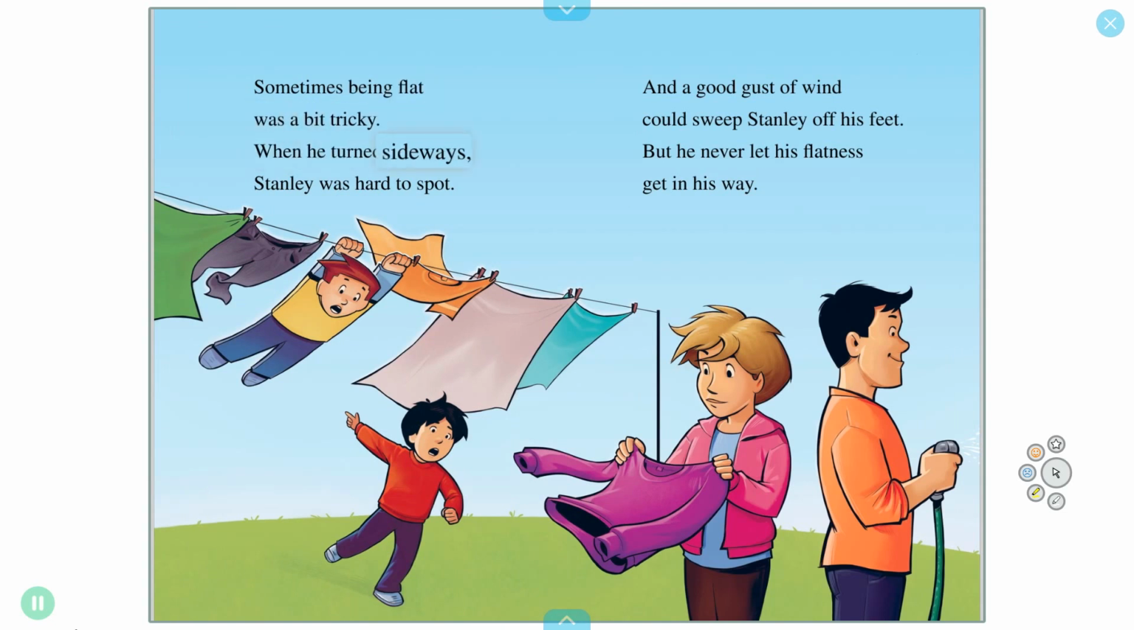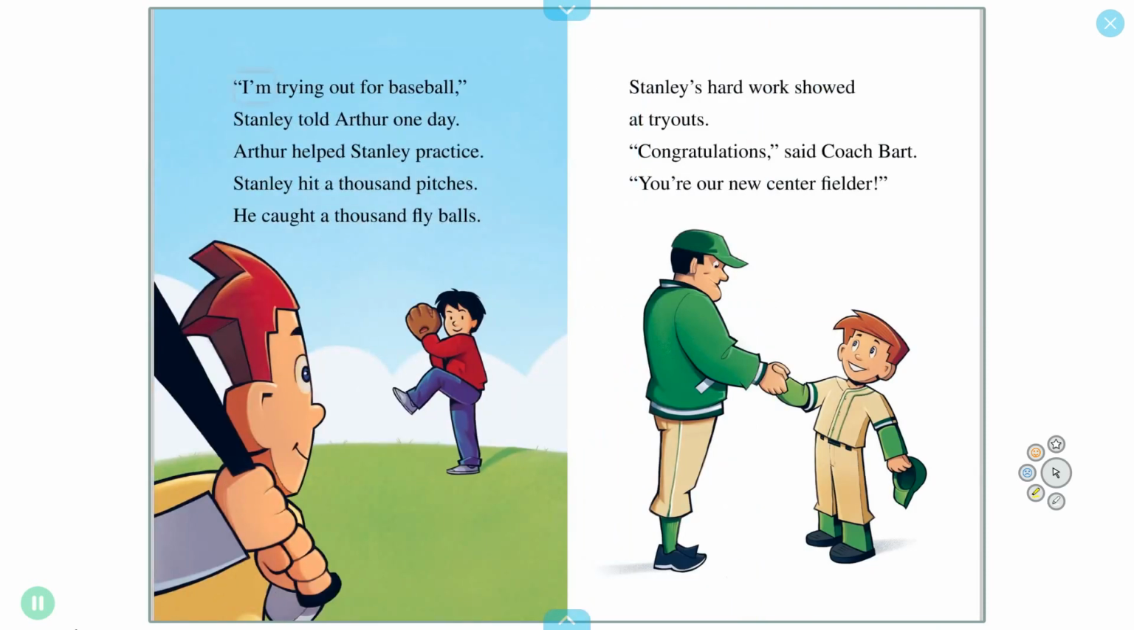When he turned sideways, Stanley was hard to spot. And a good gust of wind could sweep Stanley off his feet. But he never let his flatness get in his way. "I'm trying out for baseball," Stanley told Arthur one day. Arthur helped Stanley practice. Stanley hit 1,000 pitches. He caught 1,000 fly balls.